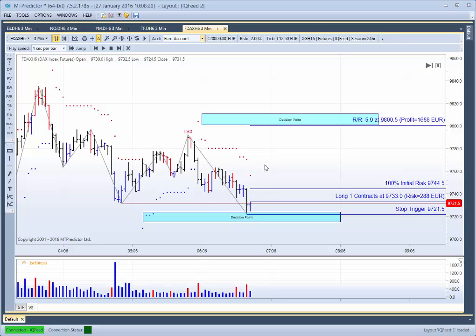We then have the advantage that we actually have a target. So what's important about this? Well, if the market gets up to this level, it means the profit is 5.9R or 5.9, can I call it 6? Is it close enough?